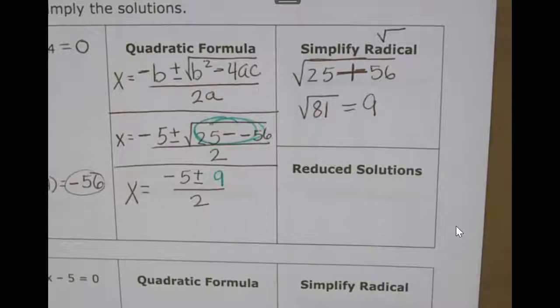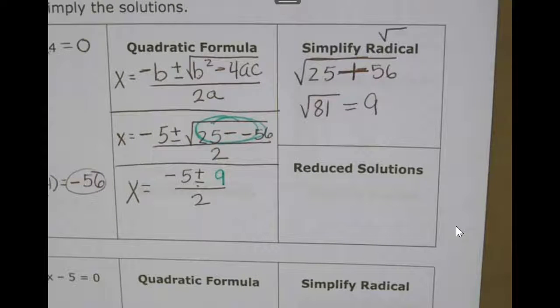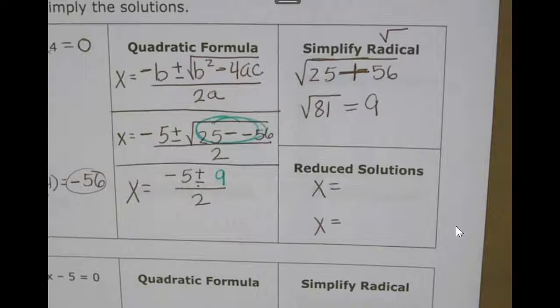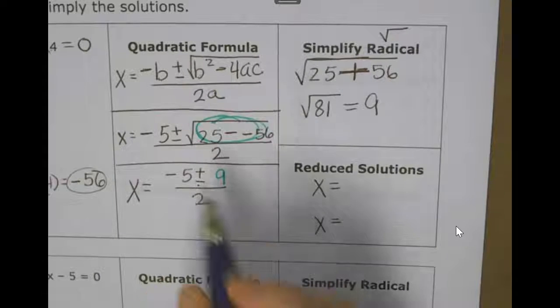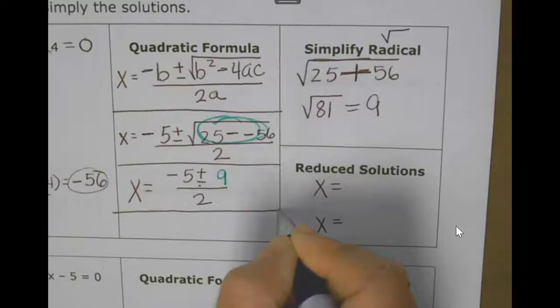Now I guess we better talk about what this plus or minus thing means. This plus or minus thing is a way to write two answers. It's a shortcut way, so I don't have to write the numbers out twice. Because when I solve a quadratic equation, I'm going to get two answers over here. One of the answers is going to come from the plus, and one of the answers is going to come from the minus. At this point, I need to break it down.